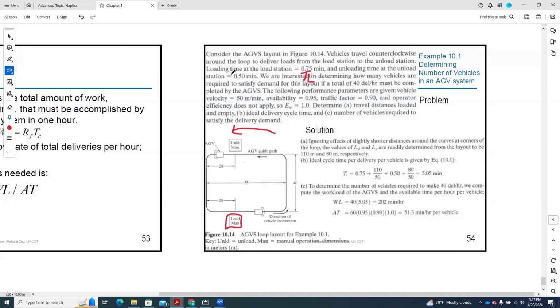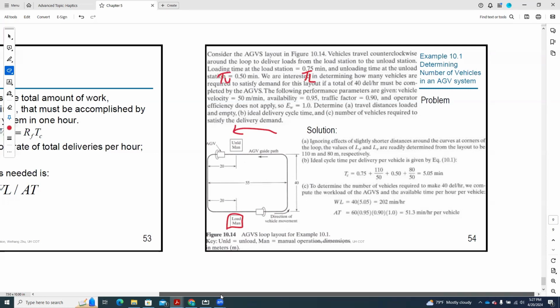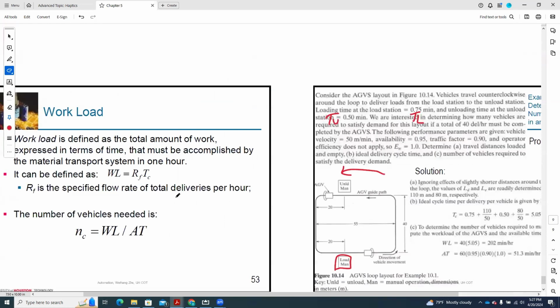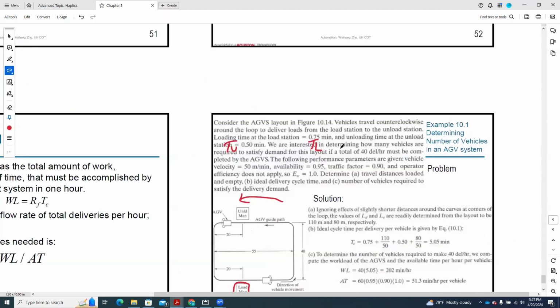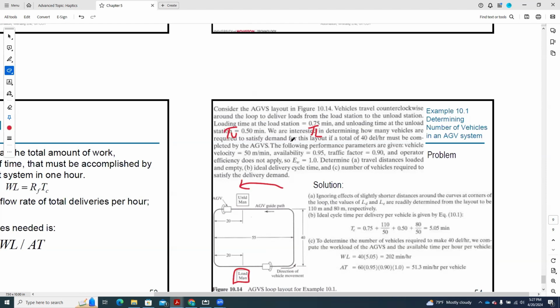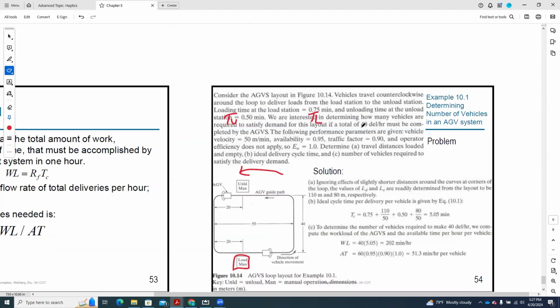And the unloading time at the unloading station, so this is TU. Let me just confirm what notation they are using. It doesn't matter, but yes, it is TU. So we are interested in determining how many vehicles are required to satisfy demand for this layout if a total of 40 deliveries per hour must be completed by AGVs. So this is the total delivery we must make. Now we need to calculate how much one vehicle can deliver, and that is how we find out how many vehicles are needed. The following performance parameters are given.